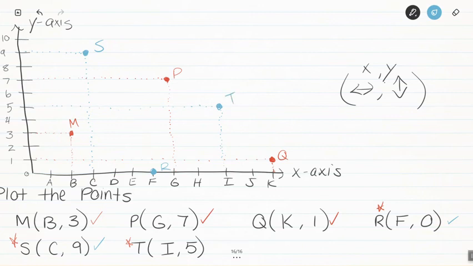And that is all there is to plotting points. So if you can remember the game Battleship, you will be successful in Unit 7. But remember, this information is not going to be on your quiz. We just wanted to get your mind to start thinking about coordinate plane.